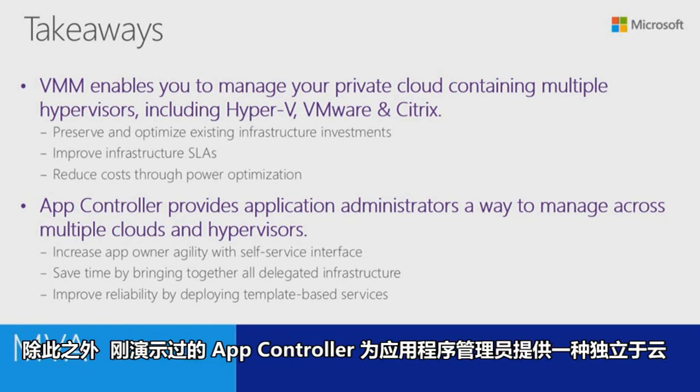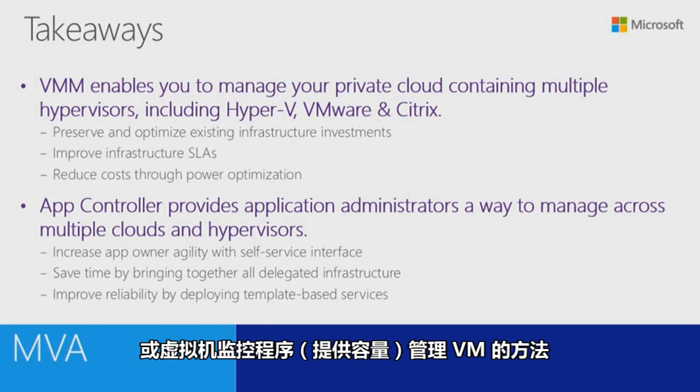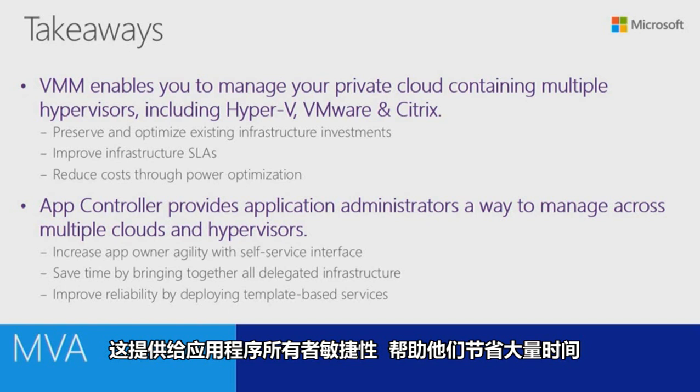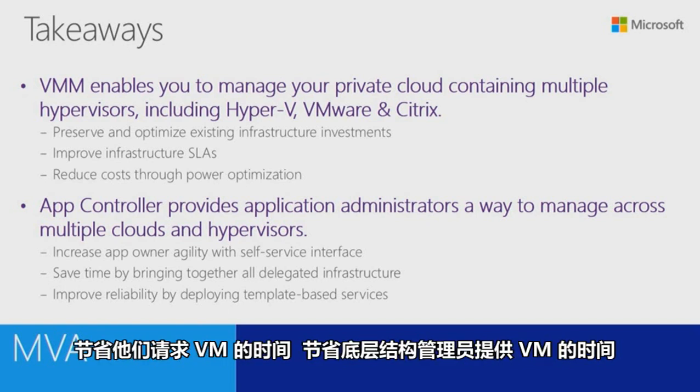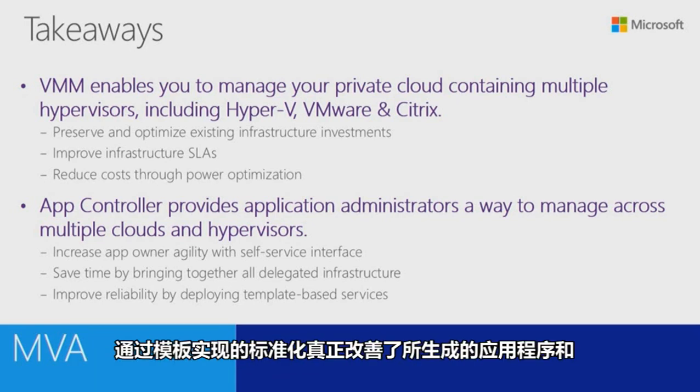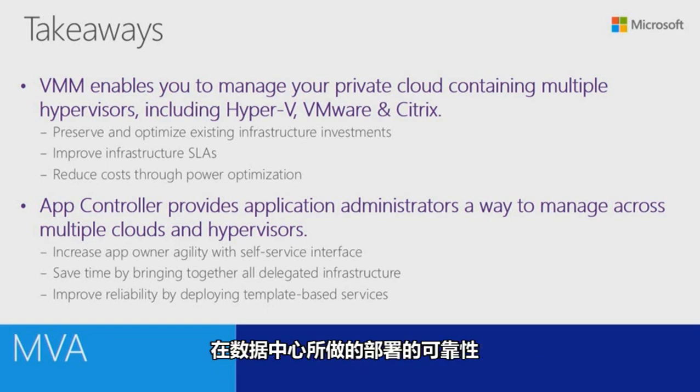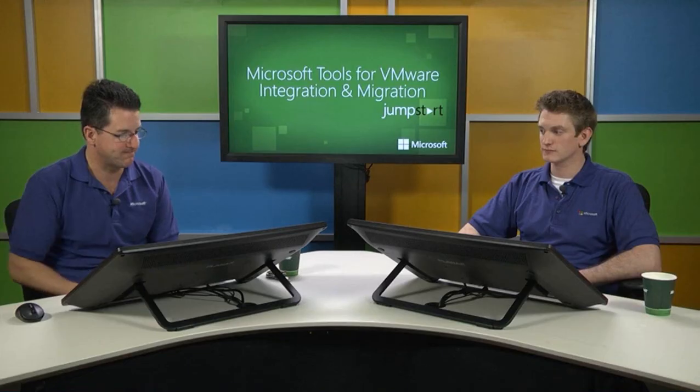In addition, App Controller, we just showed you, provides the application administrator a way to manage their VMs independent of the cloud or hypervisor that's providing the capacity for those. So that gives that app owner agility, saves them a lot of time from requesting VMs, saves the underlying Fabric admin time providing VMs because you've really just enabled self-service. And the standardization through templates really improves the reliability of both the resulting applications as well as these deployments that you're doing within your data center.